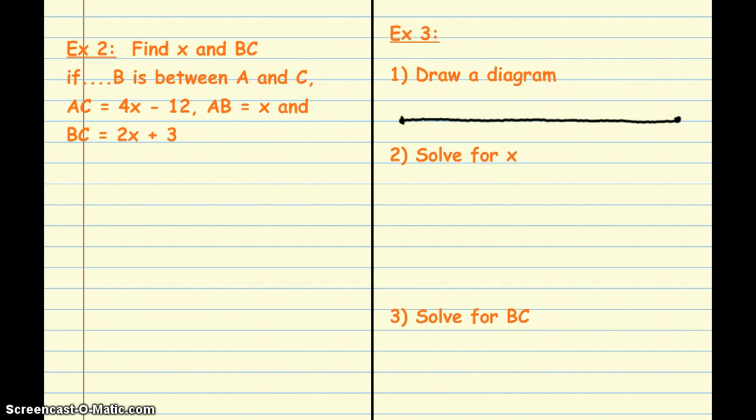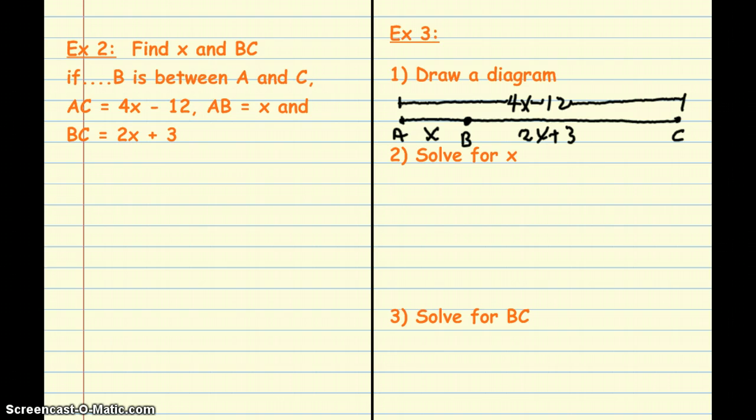And I know that B is between A and C, so that means my endpoints are A and C. And it tells us that AB is equal to x, and then AC is equal to 4x minus 12. So actually, I'm going to make B a little bit closer to A. And it's given to us that AC is 4x minus 12, so this entire length is 4x minus 12. And it tells us that AB is x and BC is 2x plus 3.